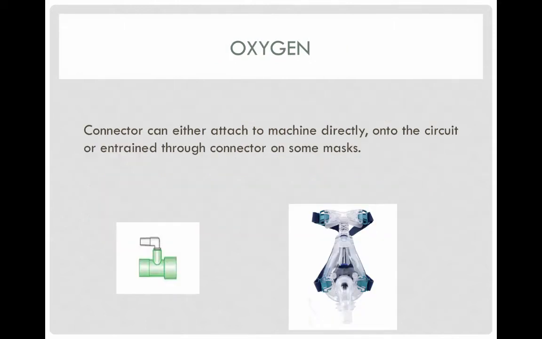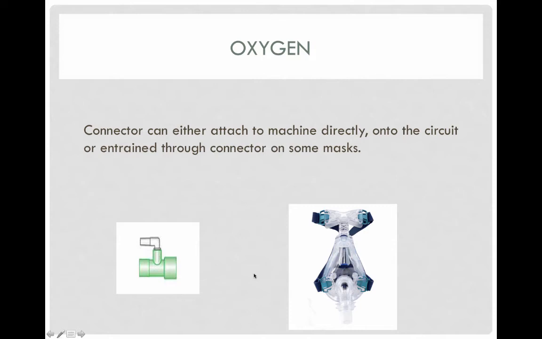Oxygen can be adapted to the machine directly, which some of the later machines we're going to talk about do. The STD model that we'll be talking about first, we would want to use one of these adapters to connect the oxygen into the circuit. Some masks have ports on them, this one being right here by these lower buckles, where we could bleed in oxygen, so we can just plug in O2 tubing to that port to administer a higher FiO2.